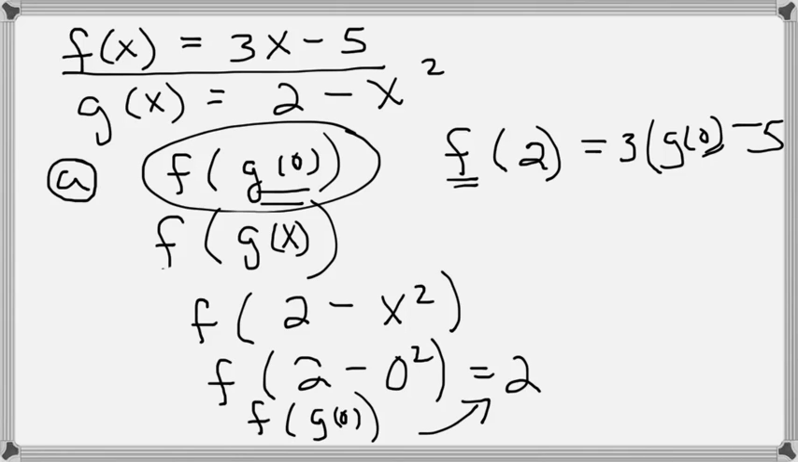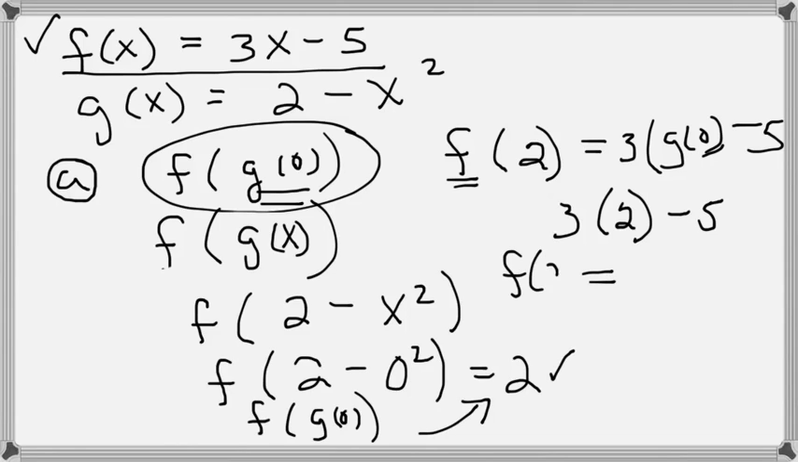So now I'm going to go back and evaluate my f function for a value of 2. And so I simply put 3 times 2 minus 5, and I get that function, same thing as f of g of 0, is going to be equal to 1. And so you're going to get a different answer every time you evaluate it. If you evaluate for f of g of 0, that won't be the same answer as when you evaluate for g of f of 0.